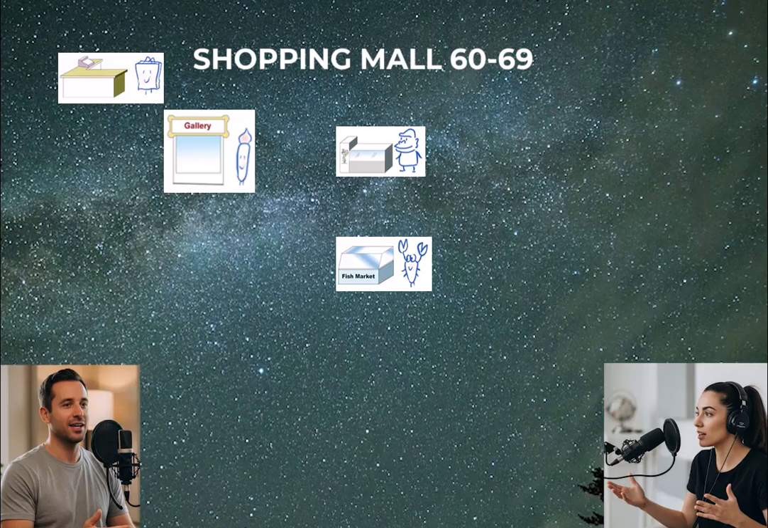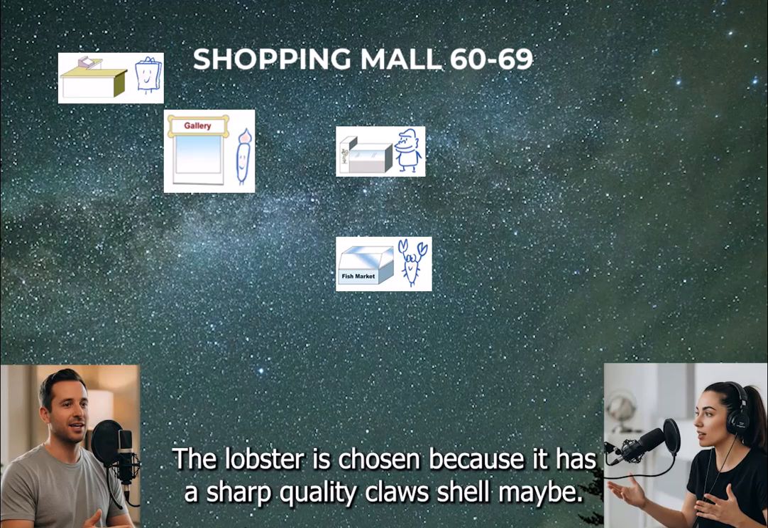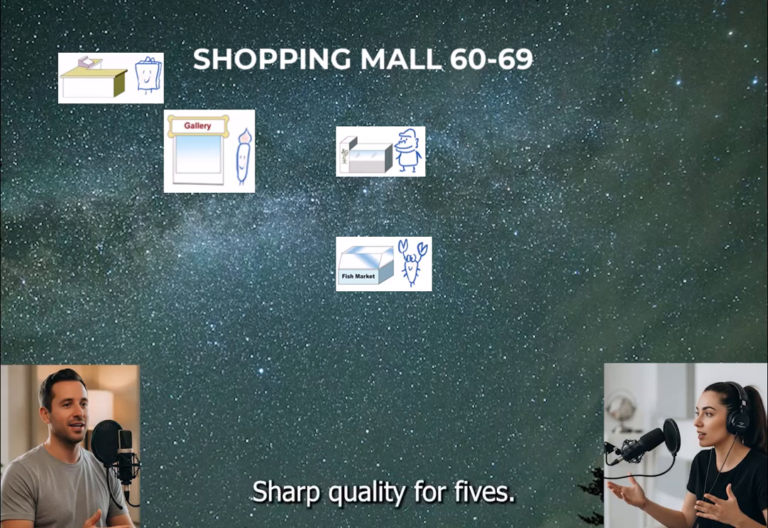Location is the fish market. The object is a lobster. Fish market, lobster. Seems fitting. Is there a principle? Yep. The lobster is chosen because it has a sharp quality: claws. Shell, maybe? Huh. Sharp quality for 5s.